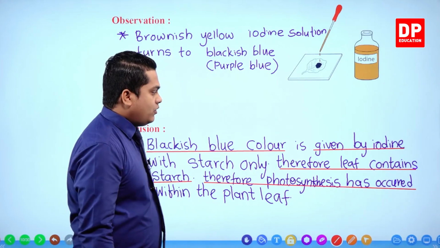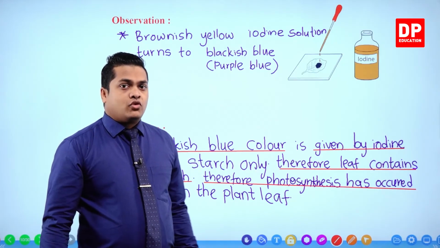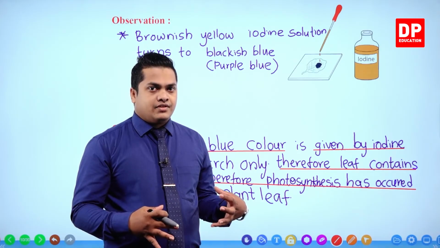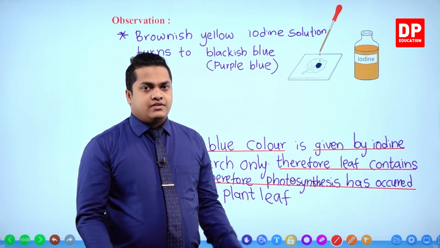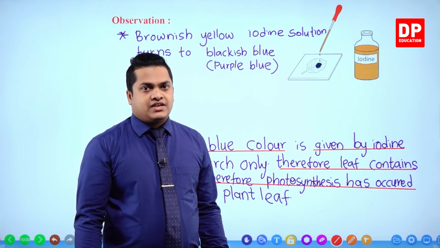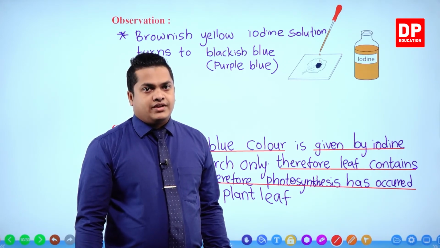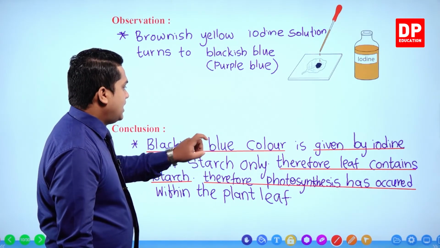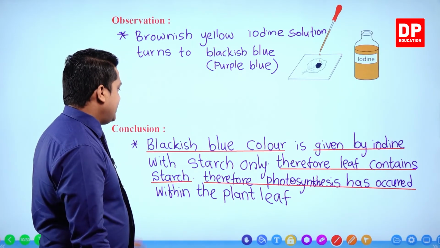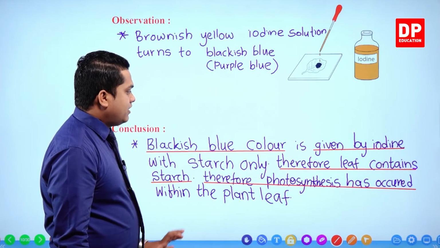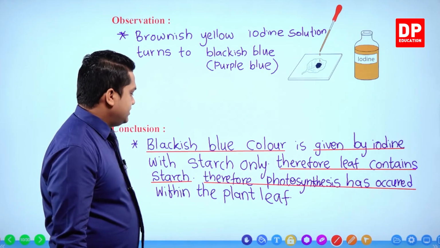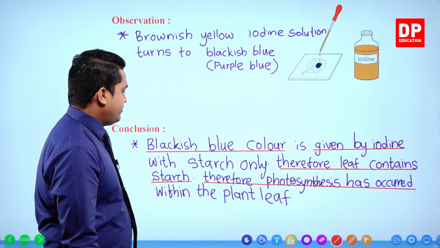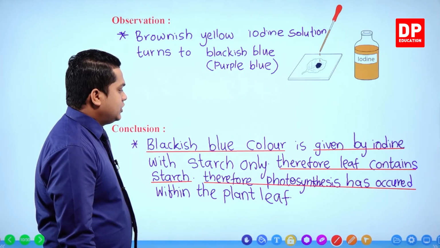So this is how we can prove that photosynthesis has occurred within a plant leaf. Okay, this is the way of proving that photosynthesis has occurred within a plant leaf, my dear children. So once again, blackish blue color is given by iodine with starch only. Therefore, the leaf contains starch. Therefore, photosynthesis has occurred within the plant leaf, right?